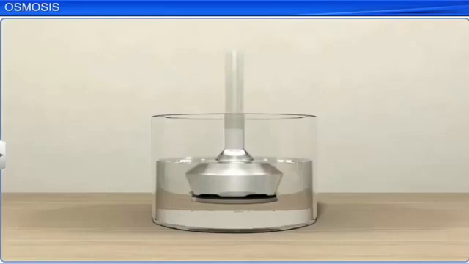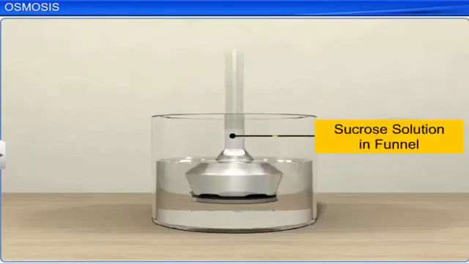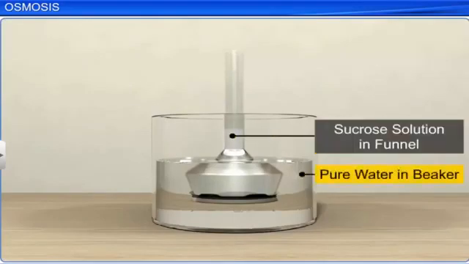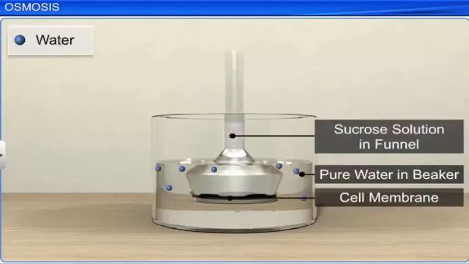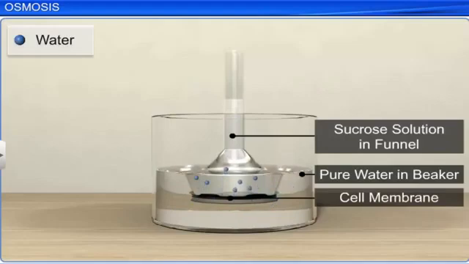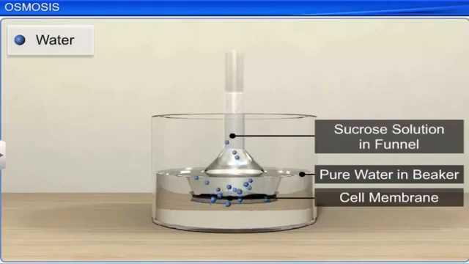Let us consider another example of osmosis. A solution of sucrose in water is put into a funnel and separated from the pure water in a beaker by a semi-permeable membrane. The water, being hypotonic, will move from the beaker to the funnel containing the hypertonic sugar solution, raising the solution level in the funnel. This water movement will continue till both solutions in the funnel and beaker achieve equilibrium.